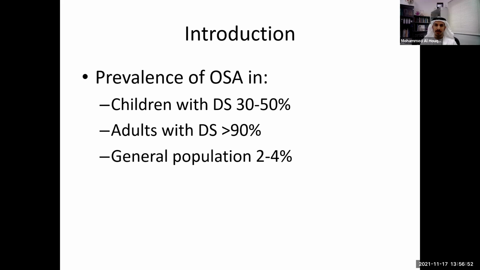Now, how does this compare to the general population? In the general population, moderate to severe obstructive sleep apnea is between 2 to 4%. Mild would be much higher, that could reach 25%.